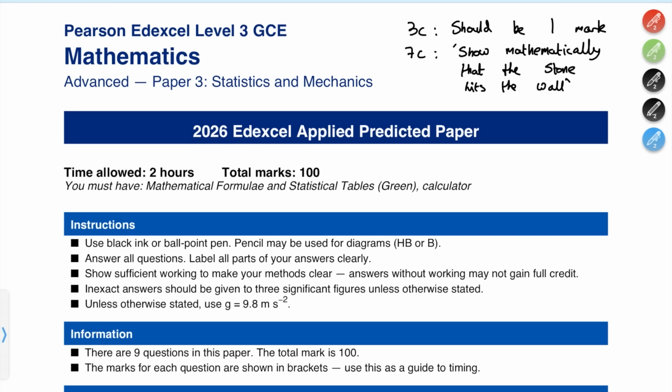Just before we get started, I wanted to say that there are a couple of mistakes in this paper. I'm recording this after having completed the paper, so you can see them here. Question 3C, you'll see that it's 4 marks, but it should actually be 1 mark, which was a mistake from my side. And lastly, 7C, I worded it a bit poorly, and it should actually say show mathematically that the stone hits the wall, instead of saying determine whether it is possible for the stone to hit the wall.